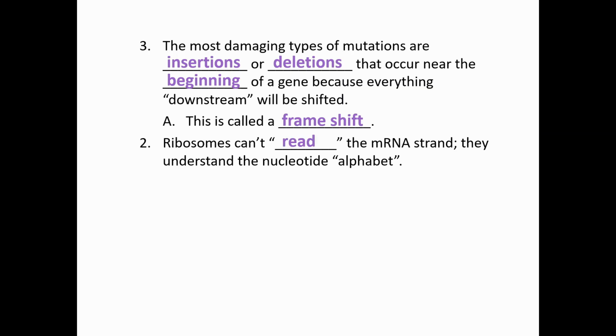Since ribosomes can't actually read the mRNA strand, they understand the nucleotide alphabet instead, they can't actually account for this frame shift. They can't fix that. So instead, they read every 3 codons, regardless of whether or not those were the original codons or not.